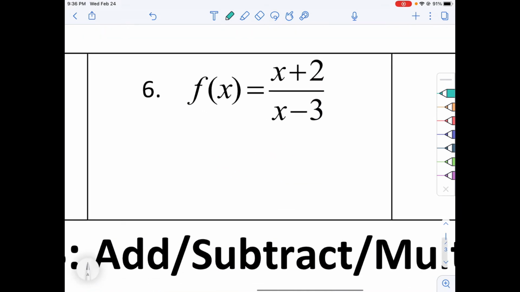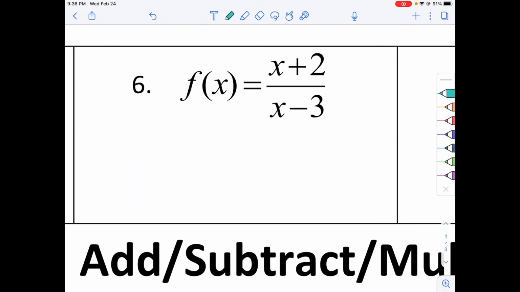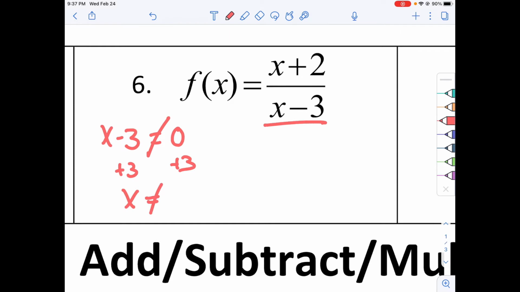Number 6, the restriction here is we now have a fraction. Specifically, we have an x in the bottom, right here. What's true about when there's x's in the bottom? That denominator cannot be equal to 0. So we need to say x minus 3 cannot be equal to 0. So we add the 3 to both sides. That tells us that x cannot be equal to 3. All right, well, there's only one restriction. X just can't be equal to 3.